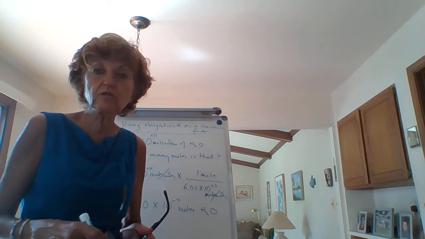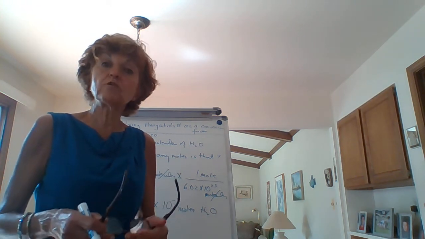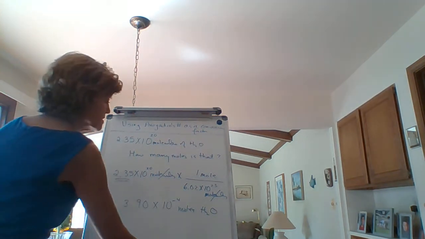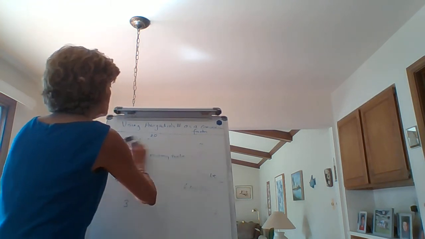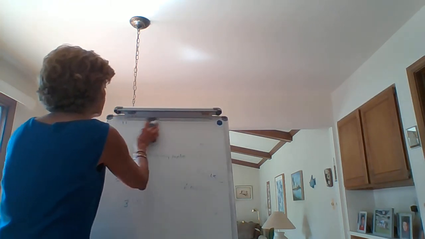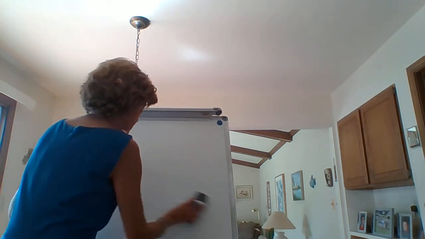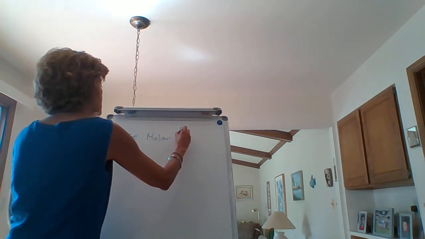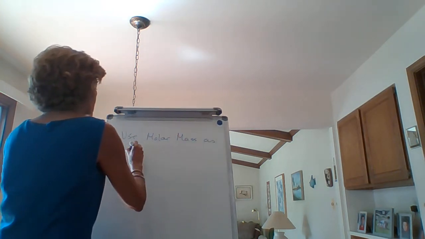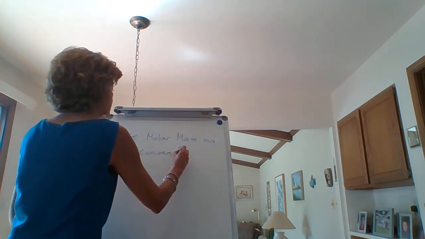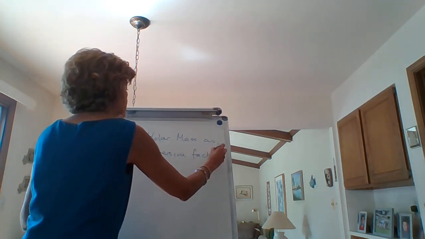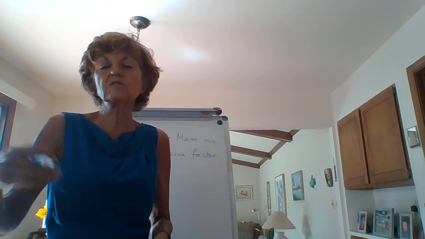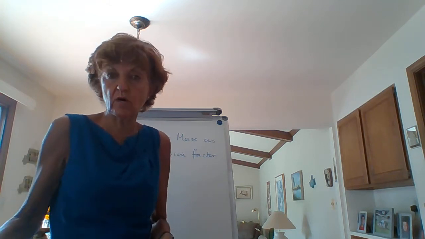Now we're ready to move on to figuring out how to use molar mass. And then we're going to combine the two. So the next few problems won't be using Avogadro's number as a conversion factor. We're going to use molar mass as a conversion factor. And it's a perfect conversion factor because the units of molar mass is grams per mole. So 1 mole is equal to this many grams, or this many grams is equal to 1 mole.